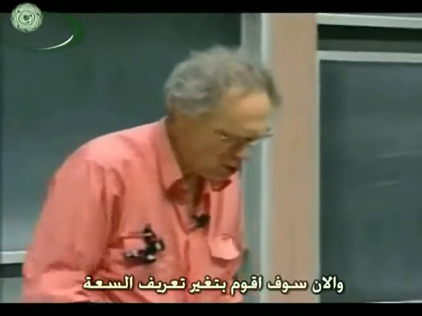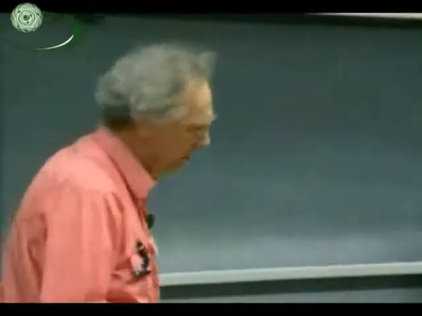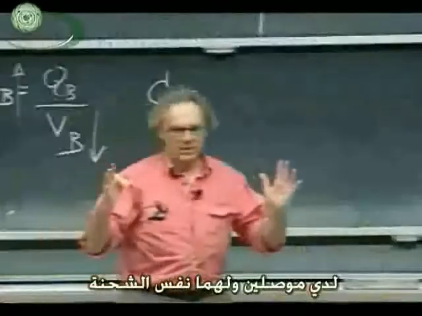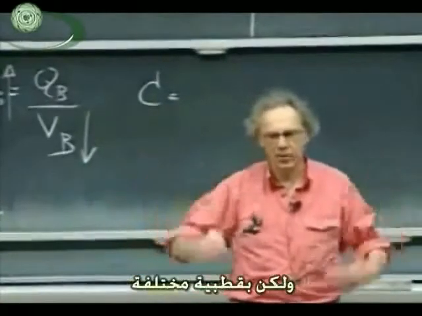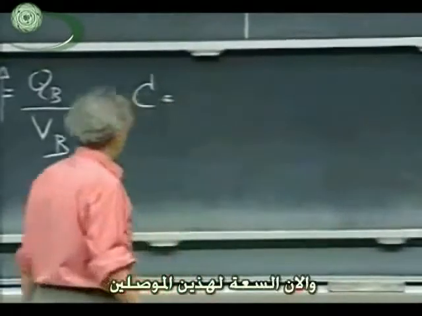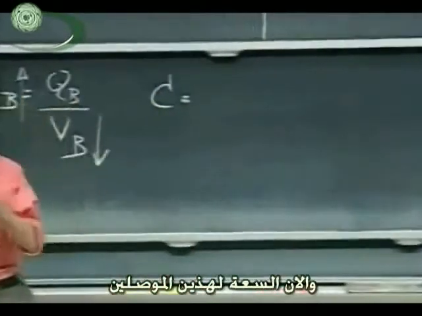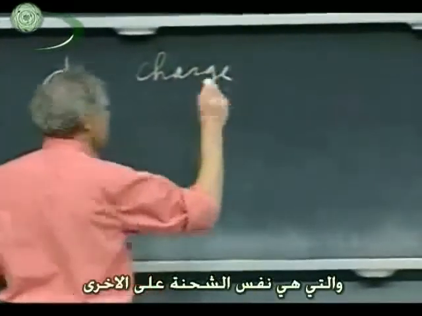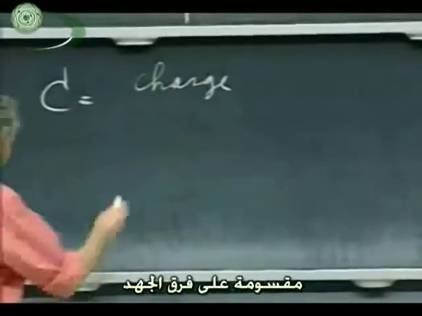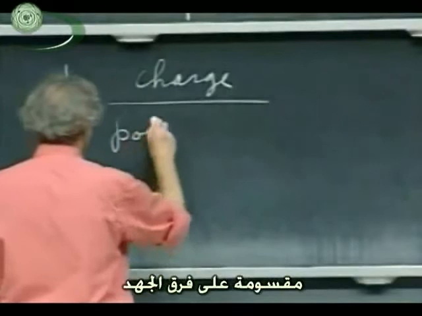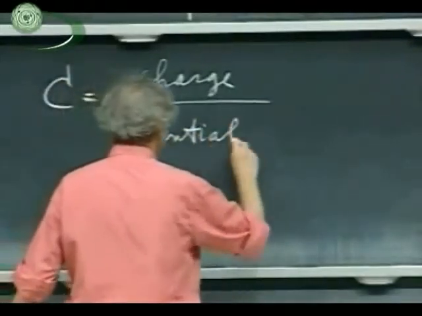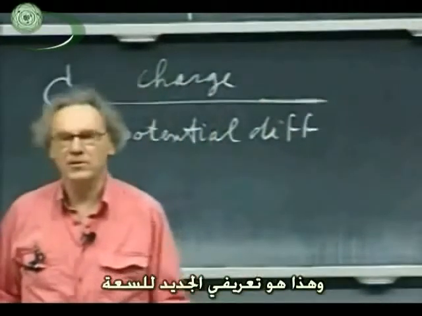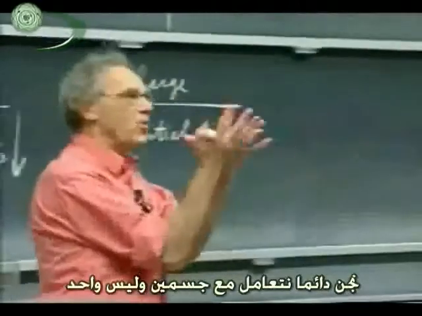And so I'm now going to change the definition of capacitance. And I'm going to change it in the following way. I have two conductors. And these two conductors have the same charge but different polarities. And now the capacitance of this combination of two conductors is the charge on one of them, which is the same, of course, as the charge on the other, except different polarity, divided by the potential difference. So that now is my new definition of capacitance. So you always deal with two objects, not with one in isolation.